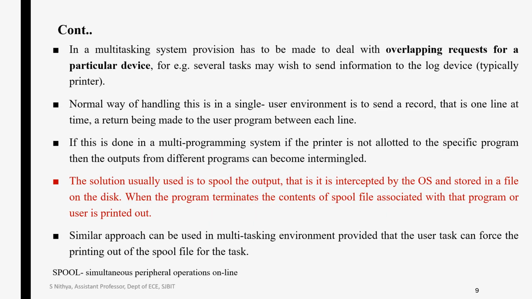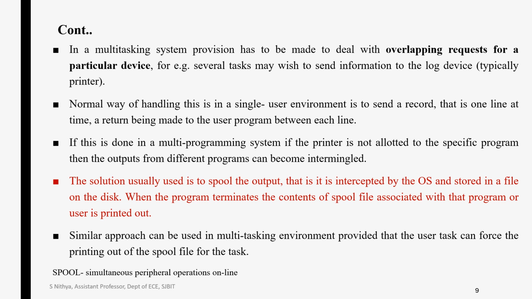In a multitasking system, provision has to be made to deal with overlapping requests for particular devices. For example, several tasks may wish to send information to the log device. Normally the way of handling this in a single user environment is to send a record, that is one line at a time, with a return being made to the user program between each line. Okay, so this is done in a multi-programming system.